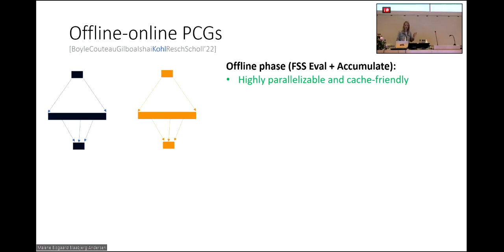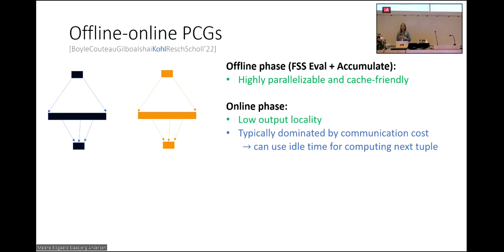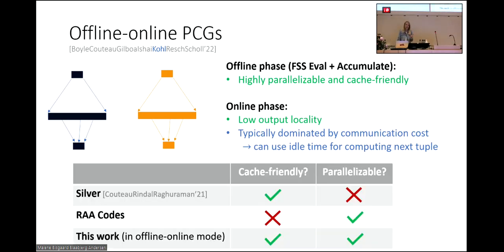You will see estimated numbers later. And the online phase now has a low output locality. Because in these information theoretic protocols for the online phase, usually communication dominates, you can use the idle time for computing the next batch. Of course, that very much depends on your setting. If you have time beforehand, sure, run it beforehand. But this might be a very attractive mode to run it in, depending on your application.